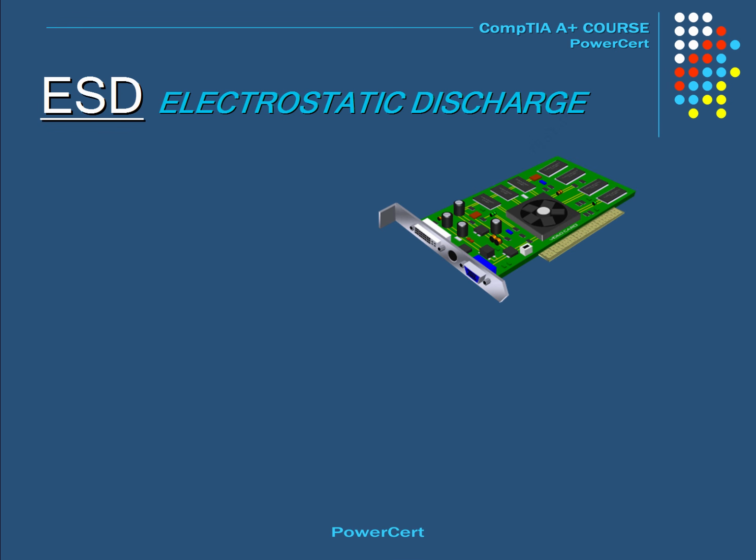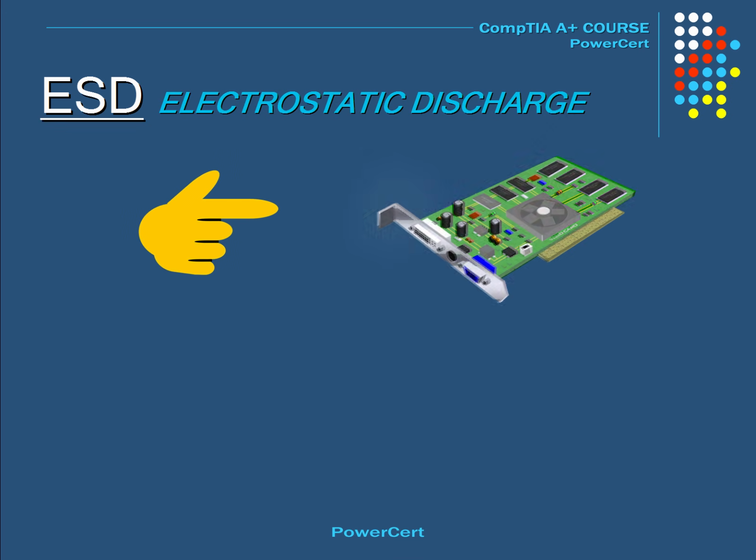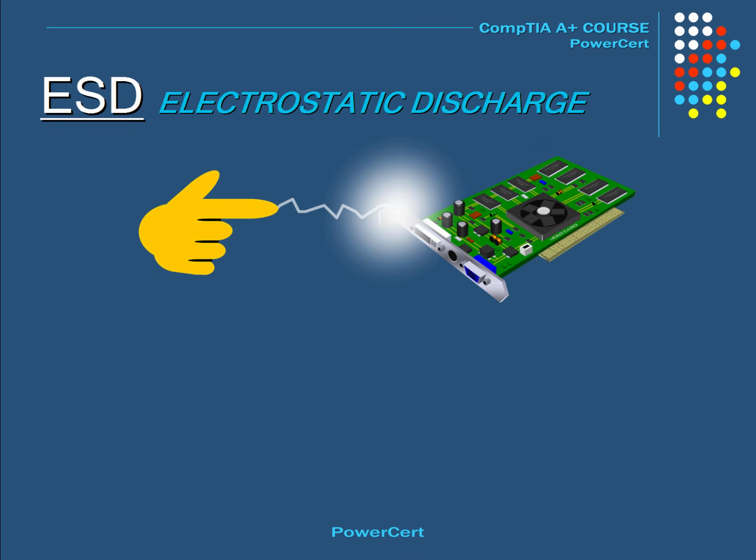When working on a computer, it's important to not do any damage to the computer components that could be caused by ESD, which stands for electrostatic discharge. And ESD happens when 2 objects of the opposite charge, such as your hand and a computer part, come in contact with each other. And when this happens, a sudden charge of electricity flows through the 2 objects. And this sudden charge of electricity can damage computer components.